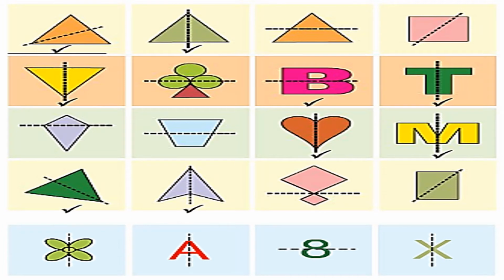So children, look here. The alphabet B, T, M, A, X and even the number 8, they all are being divided equally by the dotted line. Even the green color triangle, the yellow color triangle. So mark all the pictures accordingly.